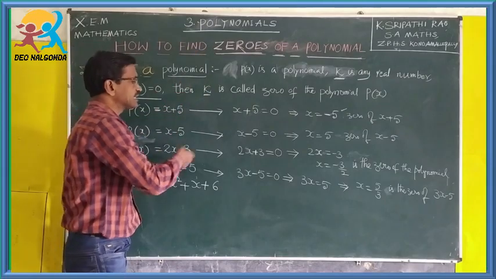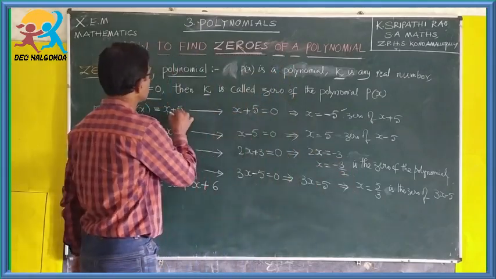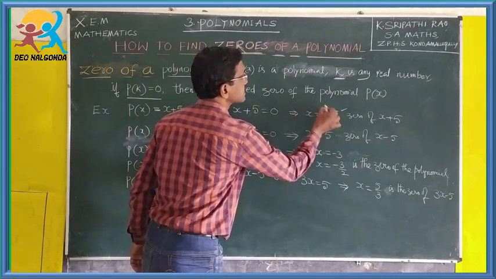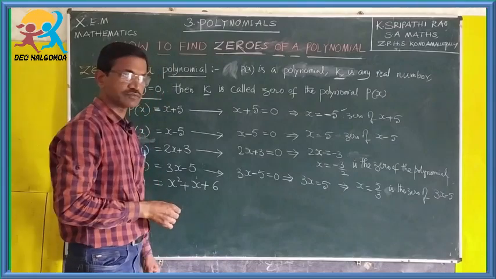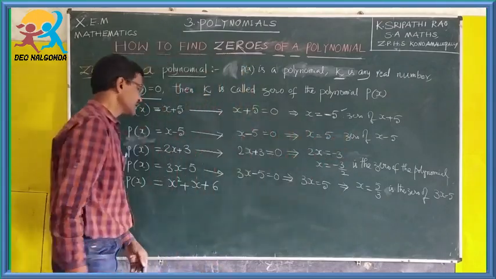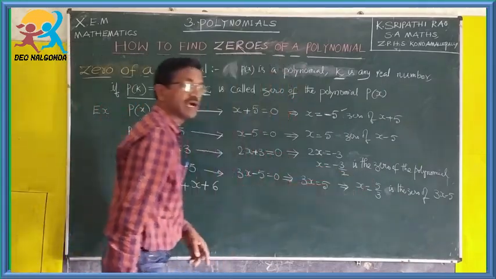That straight line cuts the x-axis at minus 3 by 2. If you draw the line x is equal to 5, this cuts the x-axis at 5 comma 0. That's why minus 5 by 3 is called the zero of the polynomial.